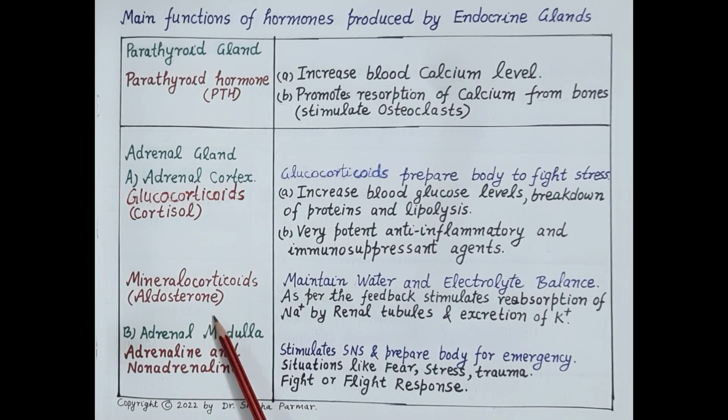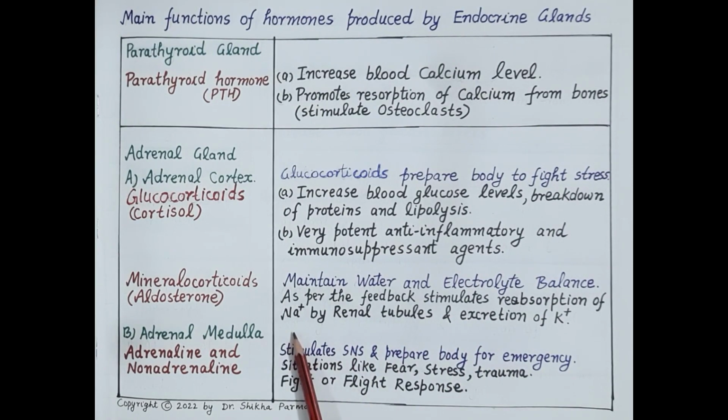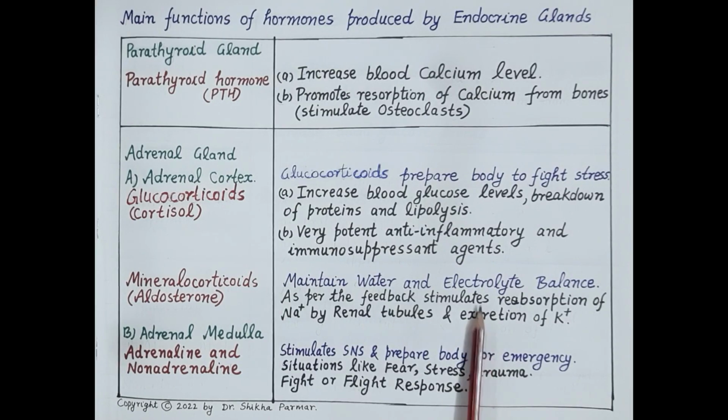As per the feedback received from the body, aldosterone stimulates reabsorption of sodium by the renal tubules in the kidney, and it promotes excretion of potassium, and therefore the levels of sodium in the blood rise and concentration of potassium in the blood reduce. So this is a mechanism by which aldosterone regulates water and electrolyte balance.